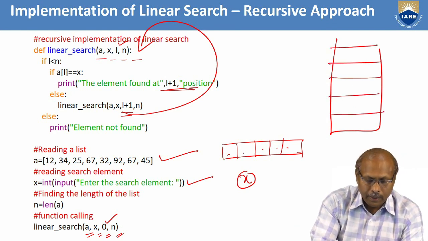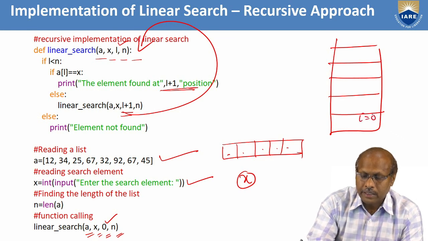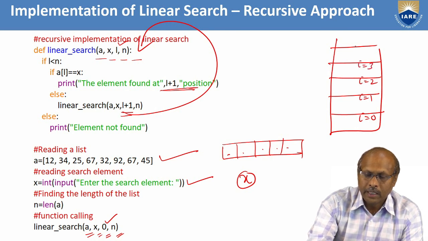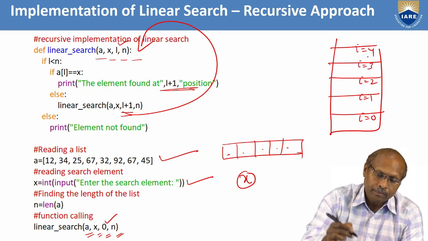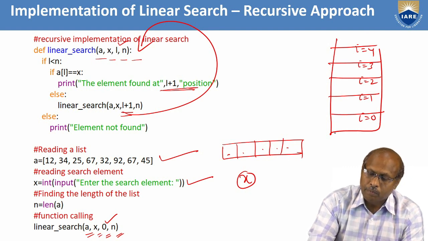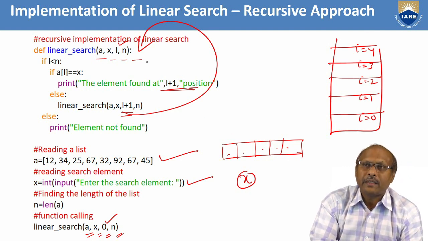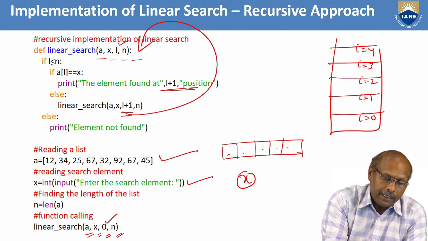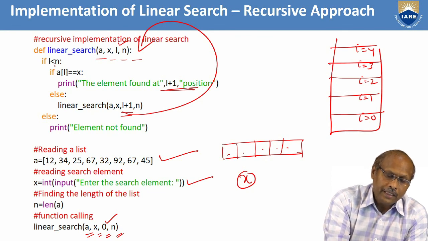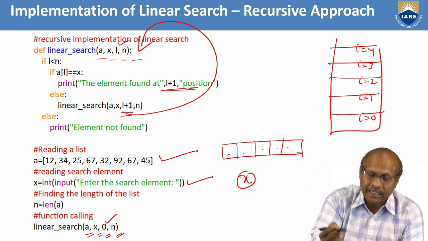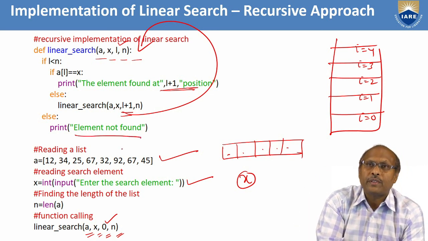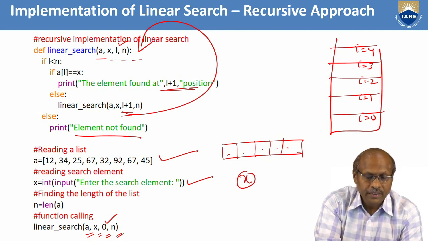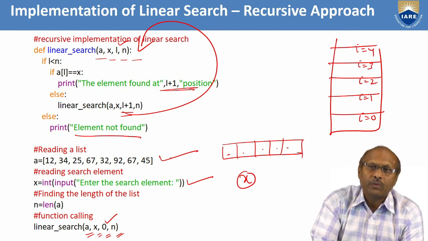Keep on going. First time the I value was 0, index 0. Next time I value 1. Next time I value 2. Next time I value 3. Next time I value 4. Until it is found. If it is found somewhere in the middle, then it will stop and come back. So if it is less than n, continue. If it is equal to n, that means it has searched the entire list. Then it comes here: element not found. So this is the way this program works.